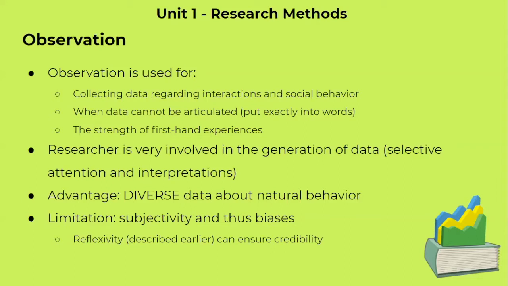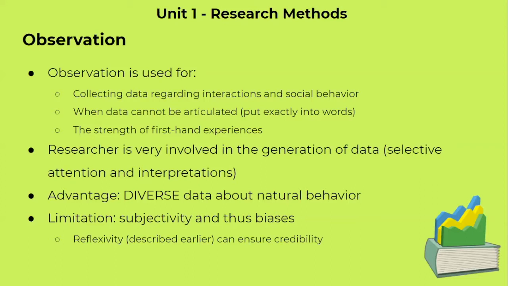So a major advantage of observations is that you can find diverse data about natural behavior because interpretations are limitless. However, a limitation would be the subjectivity and the biases that are involved in this, because not everyone can view the same thing as the same. For example, someone looking at a red heart may think that the heart color is maroon, or that the heart shape is curved rather than geometric. However, someone else might think different because they have their own interpretations.